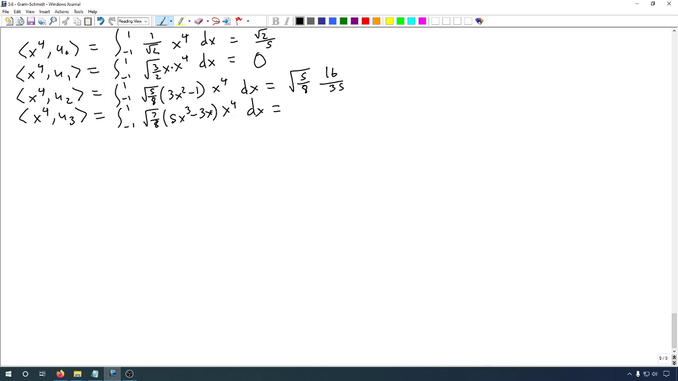Finally, here, when we distribute the x to the 4th, we have an x to the 7th and an x to the 5th. Those are both odd, so nothing actually survives here. We get a 0 in this case.